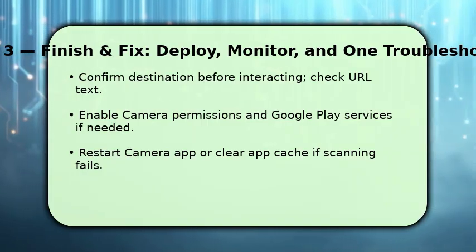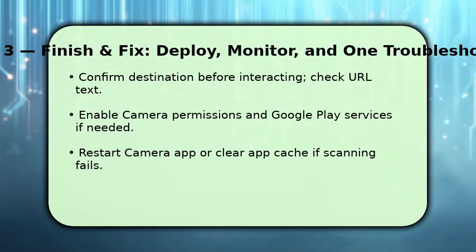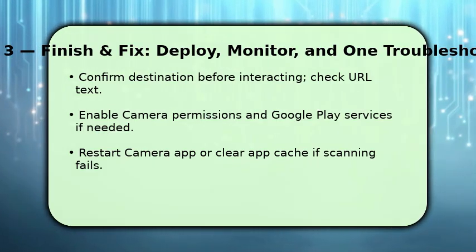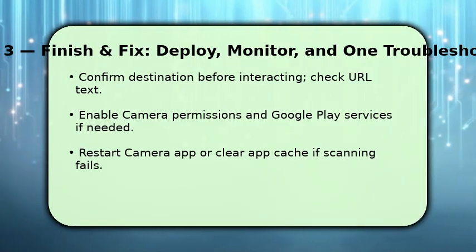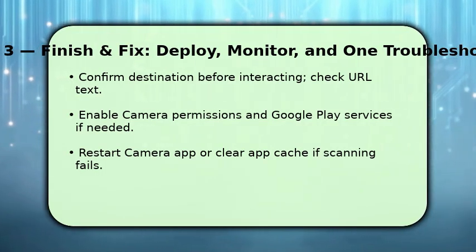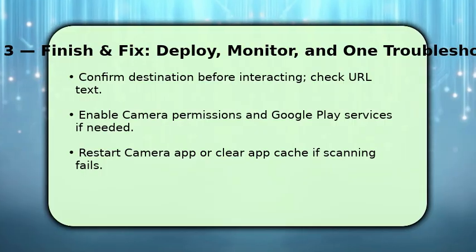If nothing happens, check camera permissions and ensure Google Play services are up to date. These support QR detection. As a quick fix, restart the camera app or clear its cache. That often restores scanning. If it still fails, use Google Lens from the app drawer as an alternative.